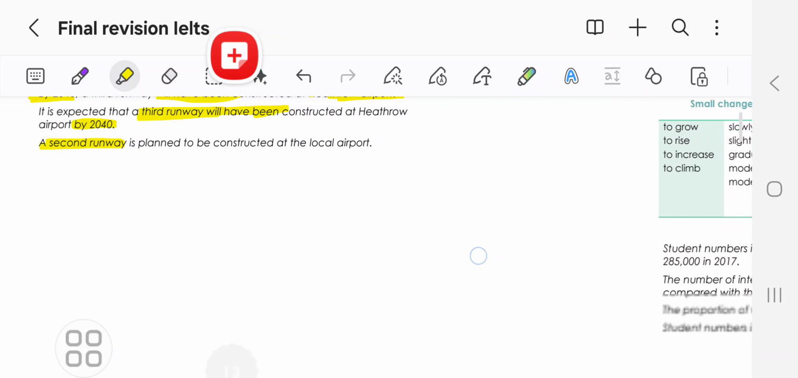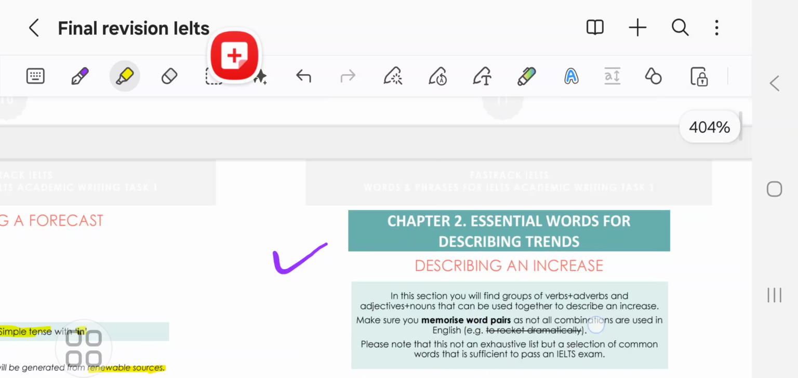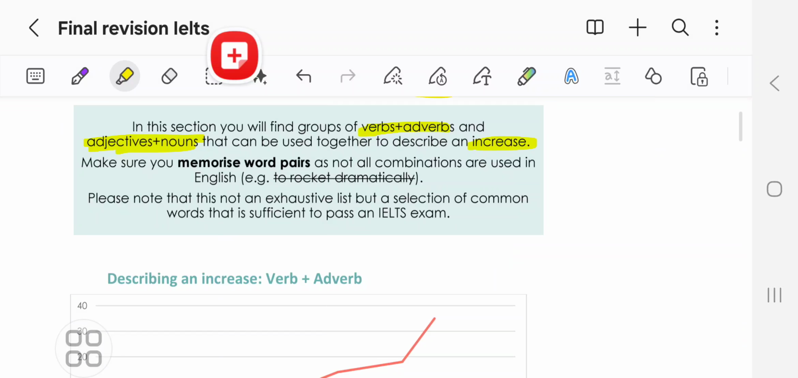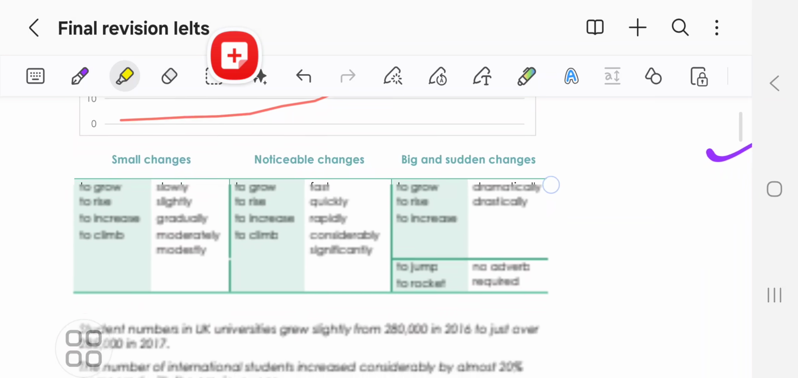So that's it. And then we have the next part, essential words for describing a trend. In this section we'll find some groups of verbs, adverbs, adjectives and nouns. Basically they will talk about increase. Remember, we have to memorize these word combinations, which we can use in different ways. This is not an exhaustive list, but it is sufficient to get our band 7 or 8. That's our target.